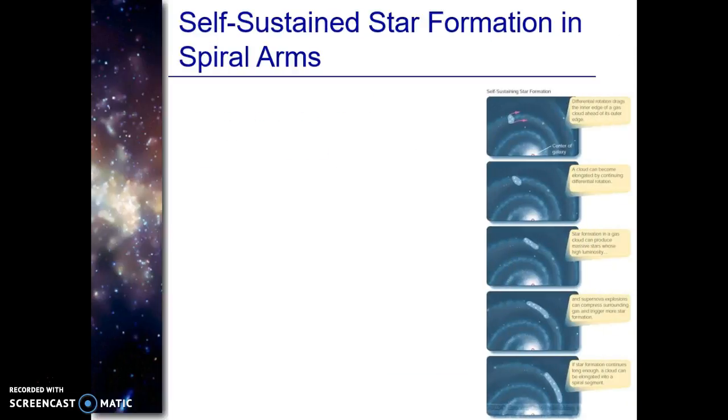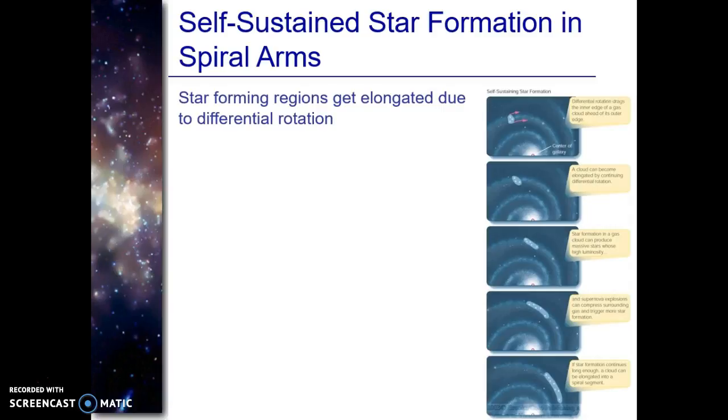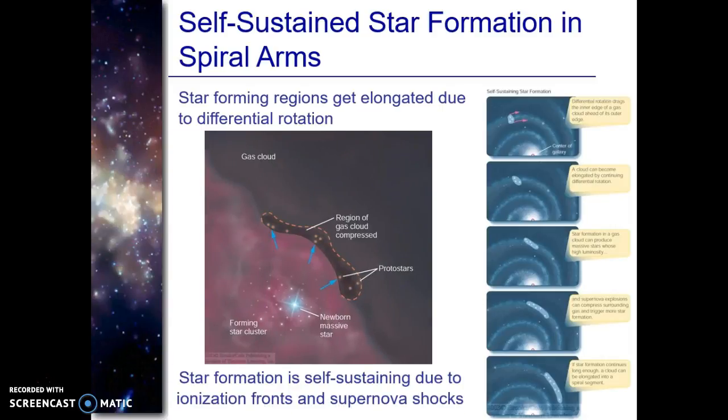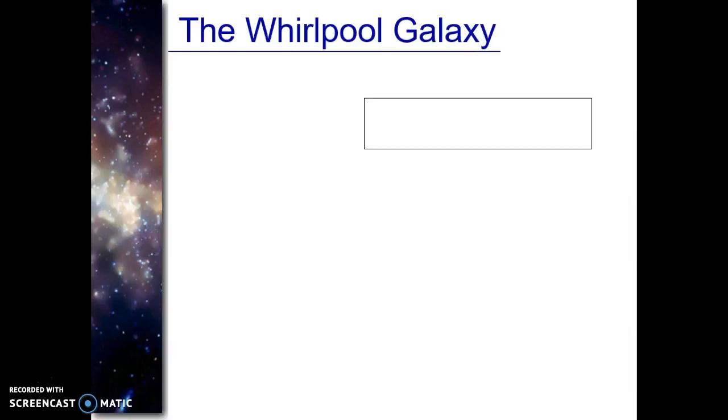All right, so self-sustained star formation and spiral arms. The star-forming regions get elongated due to differential rotation. Remember, the ones that are closer go faster, the ones that are further go slower. And star formation is self-sustaining because of those supernova shocks and the ionized fronts of gas that are there.